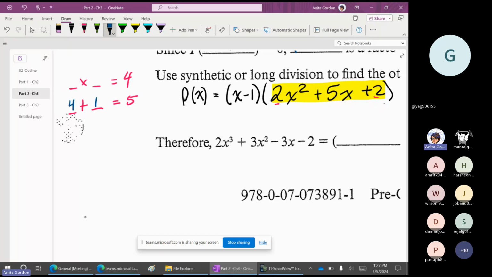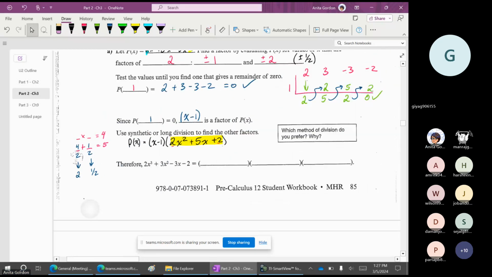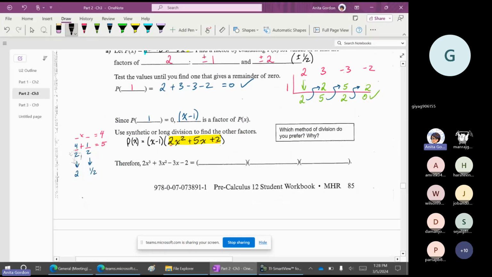4 and 1. I have a leading coefficient. What do I do with it? Divide by 2. So my other two factors are 2 and 1/2. Well, there's the fraction. And this is where the fractions can come out in easier methods if you use them this way. Okay, so let's put them all together.